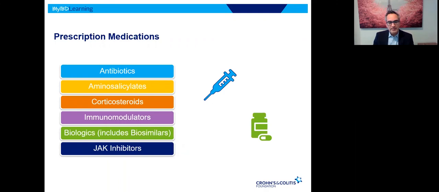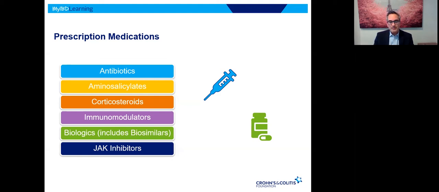So moving on from over-the-counter medications, then there are prescription medications. And let's delve a little bit more into these medications. My goal here is just to highlight the different classes of medications, but not necessarily delve into specific agents. That's a better discussion for the patient with his provider.